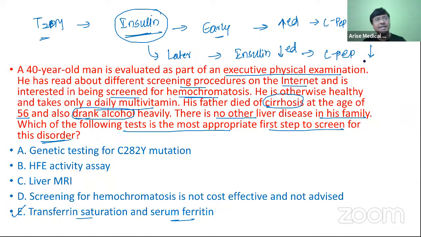Okay, so in early stages the C-peptide levels are high. In later stages the C-peptide levels are low. Right? Yes, Shahid Afridi, is that clear? Right. So once you're clear with that, then we will move on to this question on hemochromatosis.